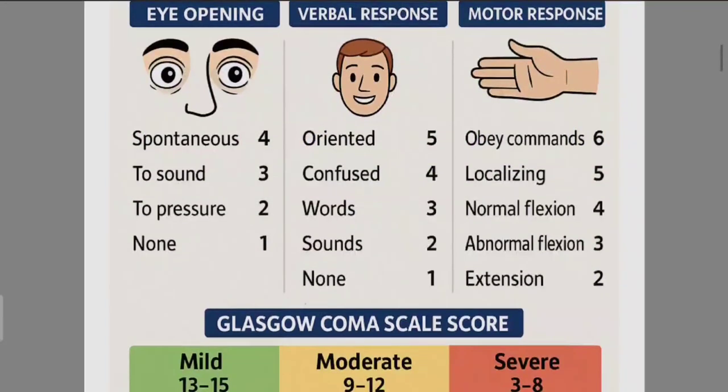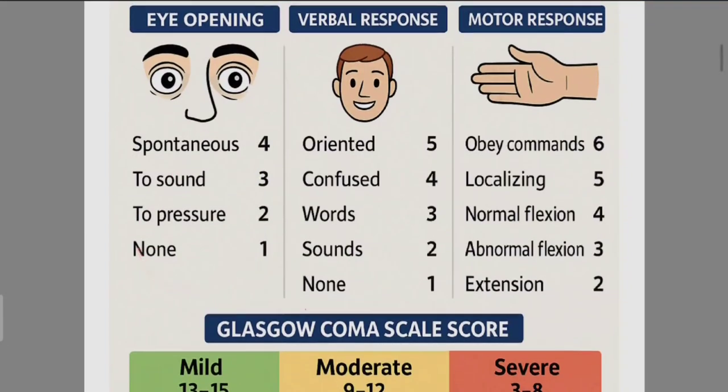Oriented, obeys commands will be 4, 5, 6. This you need not remember. Next, like we said, we'll first call out the name, so sound will become 3, and then you're going to tap that person, it will become 2. None will become 1.